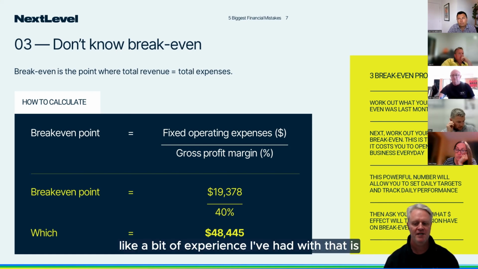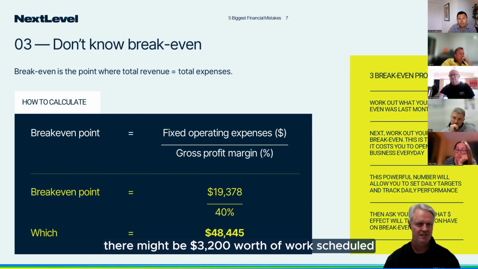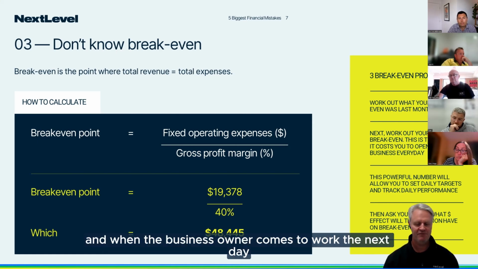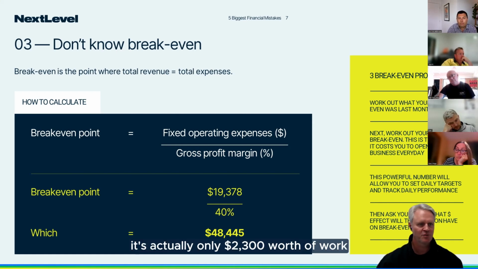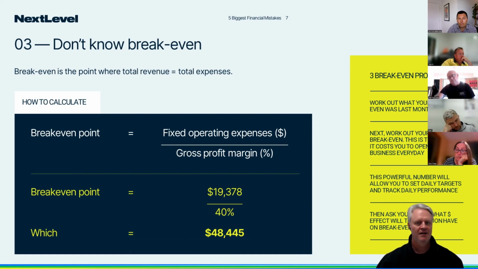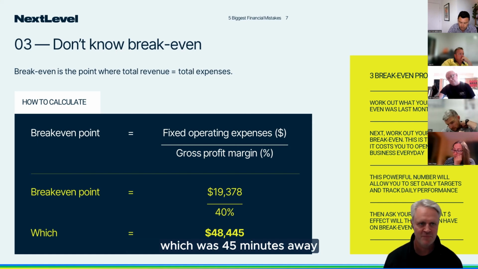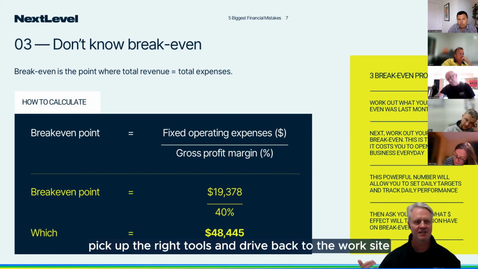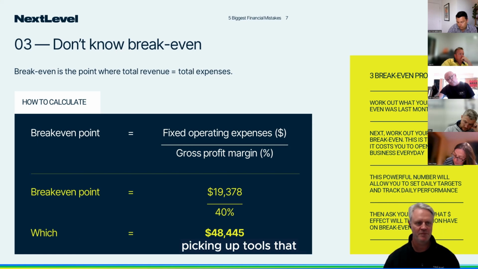Like a bit of experience I've had with that is that exact scenario, 2,300 is break even. There might have been $3,200 worth of work scheduled. And when the business owner comes to work the next day, they have a look at what work was done and work out it's actually only $2,300 worth of work. What happened to the other $900? And ask questions to the team, and they work out that one of the team didn't have the right tools when they got to site. So they had to drive back to the factory, which was 45 minutes away, pick up the right tools and drive back to the work site. So then you've got two people in a truck or a van, spending money on fuel and wasting time driving around, picking up tools that should have been there in the first place.